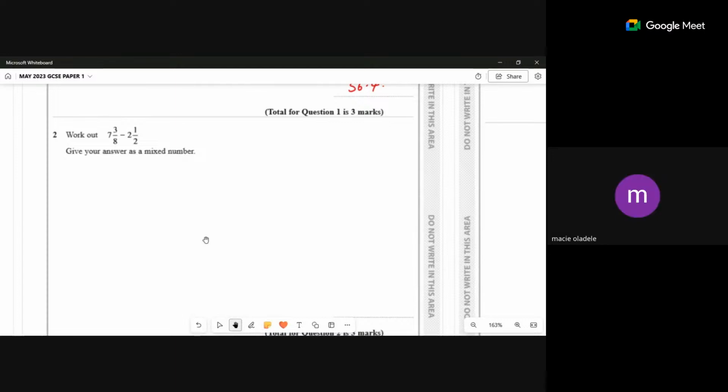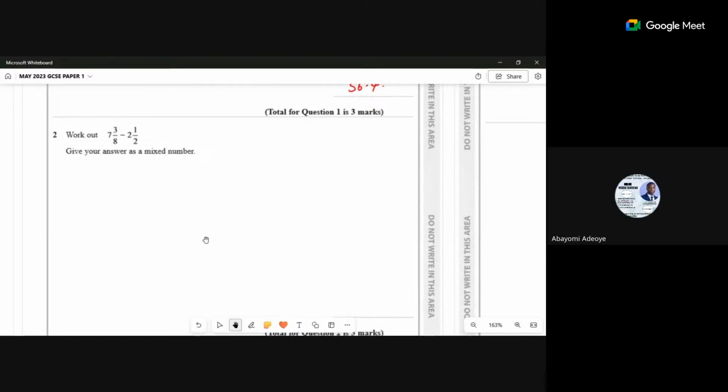Is it 3 and 7/8? It should be 4, not 3. Can you check again? It should be 4 and 7/8. Is that clear? Do you get that? So it should be 4 and 7/8.